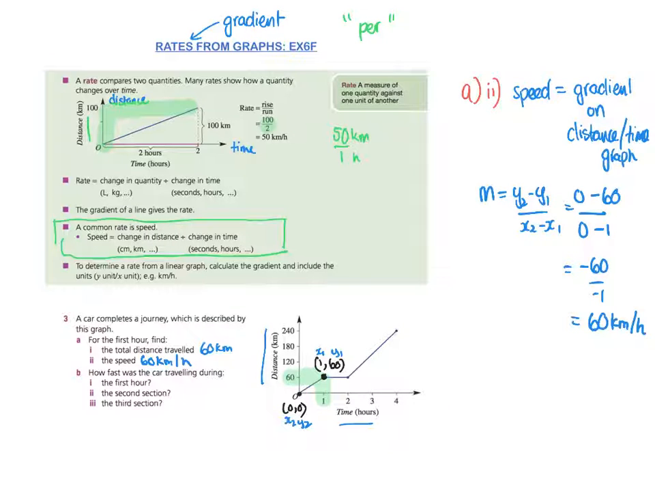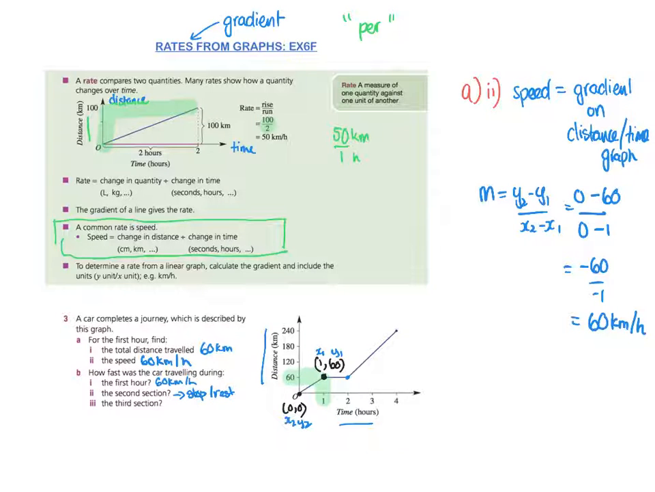Now, in the second hour, he has a stop. How fast was the car travelling in the first hour? We've already just worked that out. That's the speed, isn't it? So we'll just say 60 kilometres per hour. The second section, so what's he doing here? If you're at 60 and you're still at 60 an hour later, has he moved? No, he's stopped. So he hasn't moved. He's stopped the car, maybe resting, whatever.